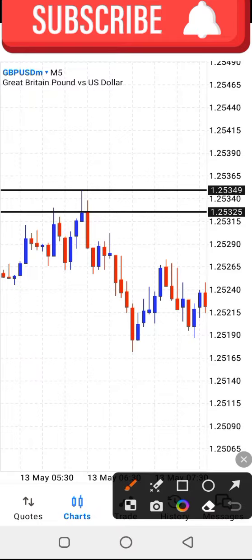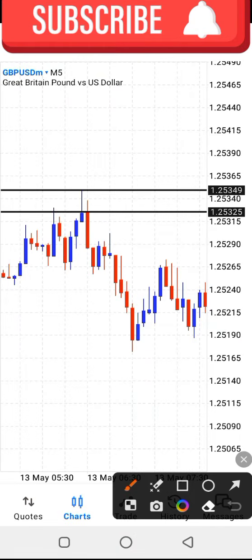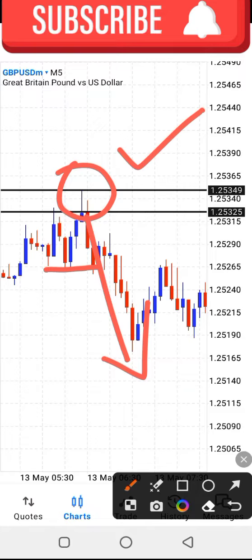Now look at this wick right here. That wick is showing us a rejection. So that's the first criteria. The second criteria is there must be a break of structure. And what do we have? Price broke this structure, okay, to the downside. All right, so we have a rejection block up here. All right, then there is a break of structure.